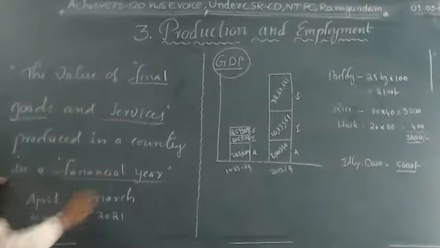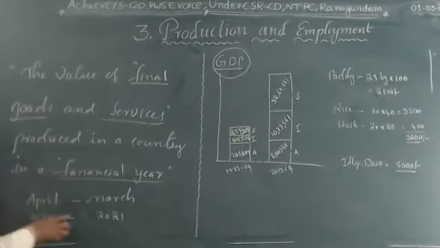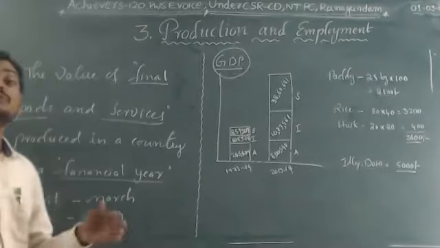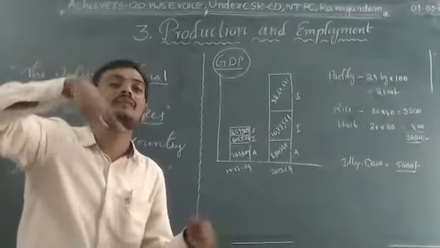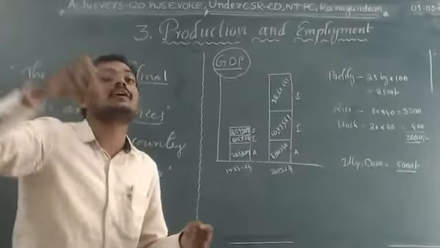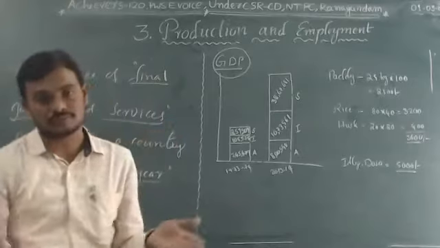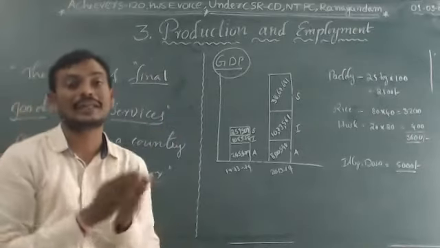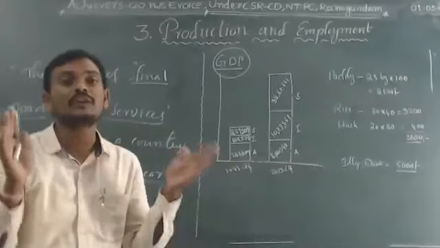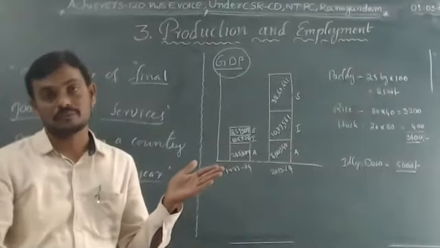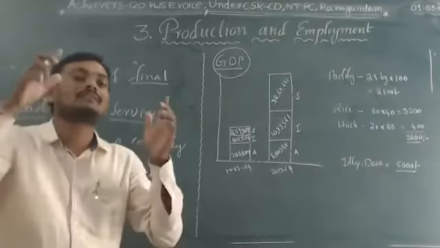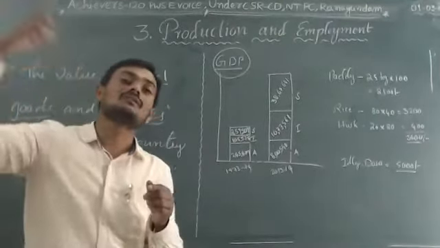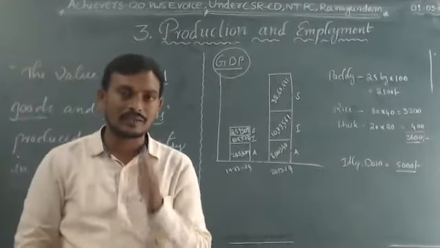For example, April 2020 to March 2021. In between April to March, how many goods and services are produced? We take the final value of them, but not intermediary values, because there are intermediate goods also. We do not count them. If we count, the GDP will be counted double. It's wrong GDP itself. So this is the reason we take the value of final goods and services only, but not intermediate goods.